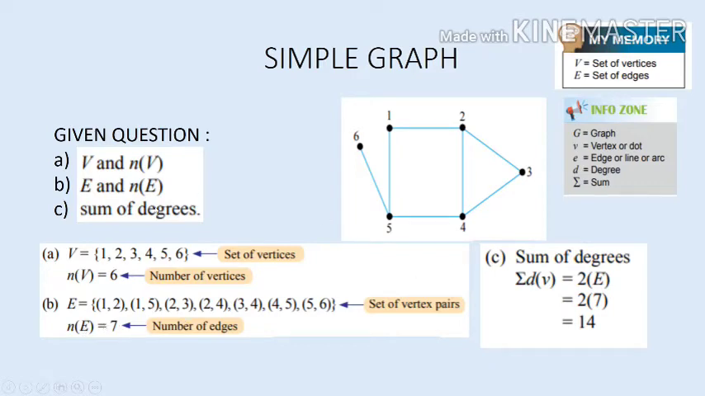And lastly, C, sum of degrees. The sum of degrees of the graph is twice the number of edges. So here, the number of the set of edges is 7 and twice that is 14.